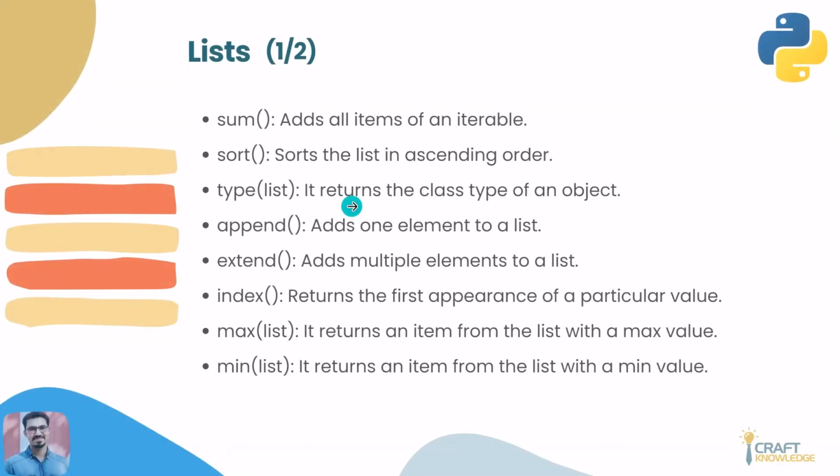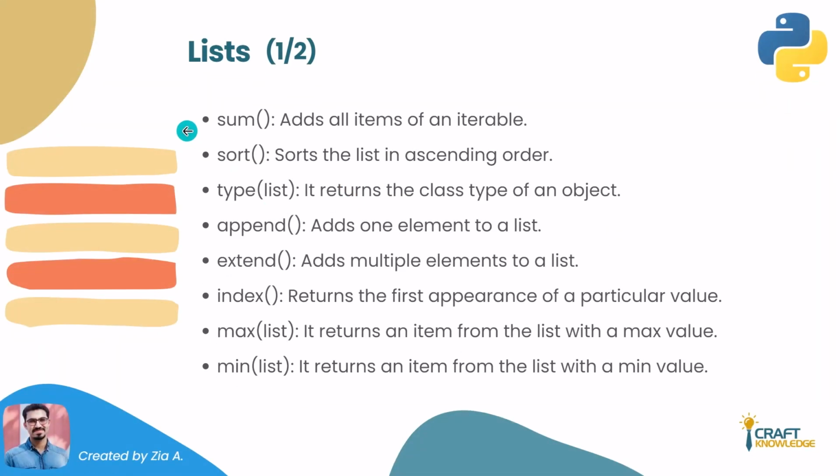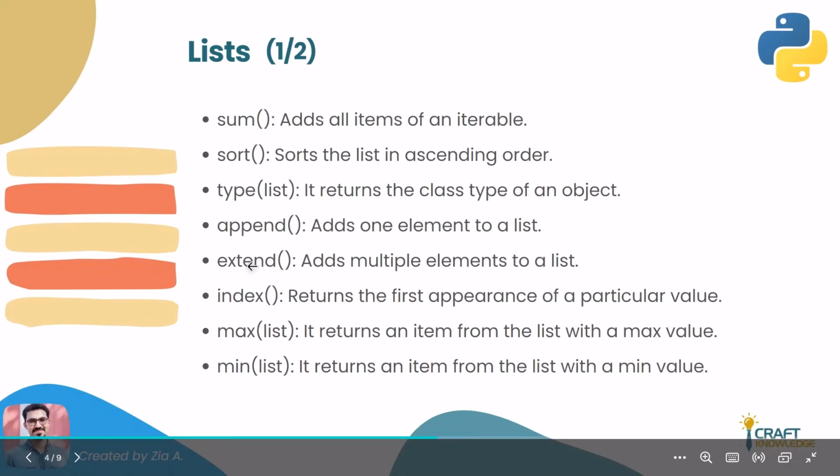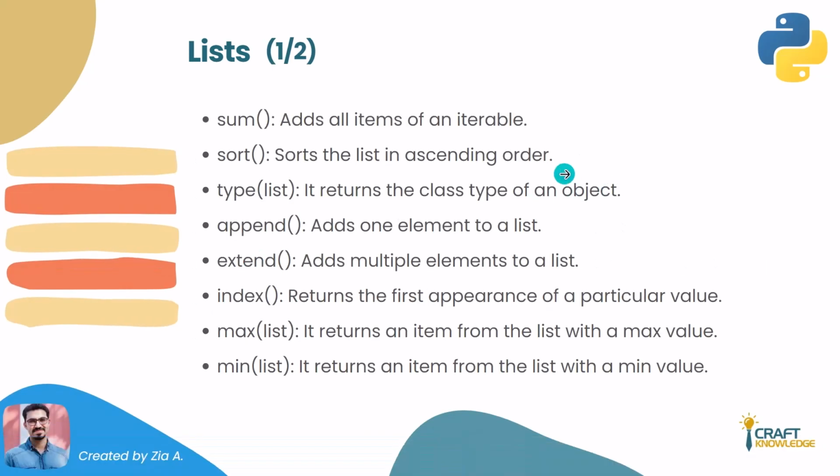Okay, so we have a lot of different functionalities available in lists. For example, we can perform a sum operation on the list. We can perform sorting on the list. We can check the type of any variable, obviously not just for the list, but just to make sure if it is a list or dictionary or what. We can make use of the type function. We can make use of append, extend, index, max, min, and a lot of functions that we have on the second page as well. But before we talk about all of these functions, that would make us confused, so let's go one by one.